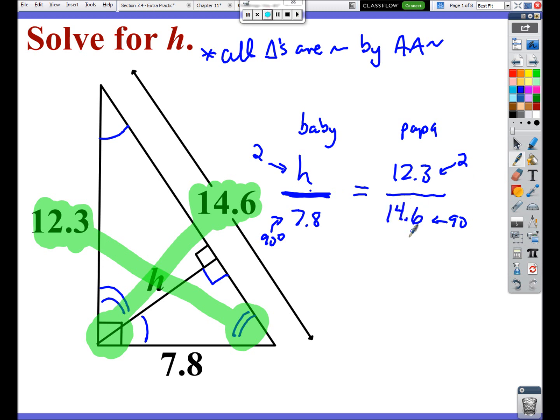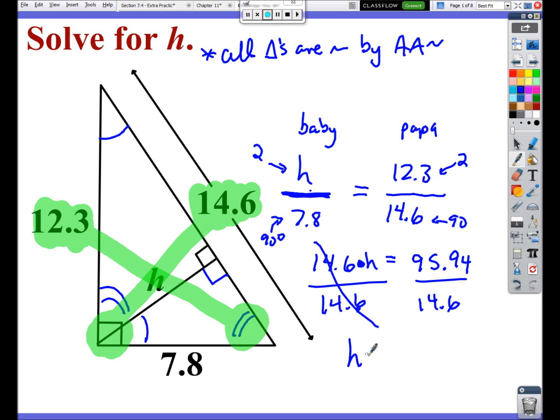So you can see in the end, when we cross multiply here, we'll get 14.6 times h. And then if we take 7.8 times 12.3, that gives us 95.94. And then we just got to divide the 14.6 over. So algebraically, this is a very nice problem to deal with here. So divide that over, and I get a really nasty number here. So I'm going to round it to 2 decimal places. It's 6.57 rounded to 2 decimal places. And there is our final answer for h.